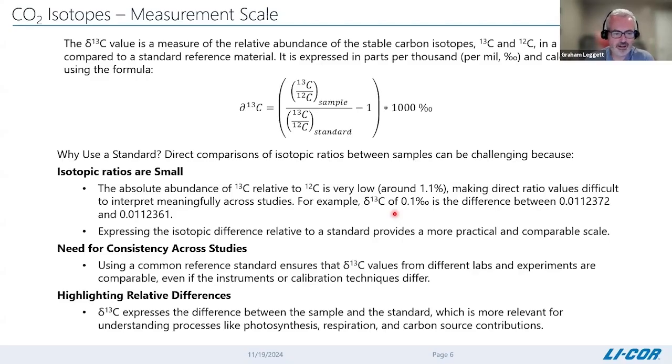This is also highlighted in the need for consistency across studies. So if you're comparing just direct ratios from study to study, that's influenced by potentially the laboratory experimental technique or the calibration protocols in place. But using those ratios referenced to a standard means that those values can be compared like for like from lab to lab. And then finally, highlighting relative differences. So delta 13C expresses the difference between the sample and the standard, which is much more relevant for understanding and interpreting processes like photosynthesis, respiration, and carbon source contributions.